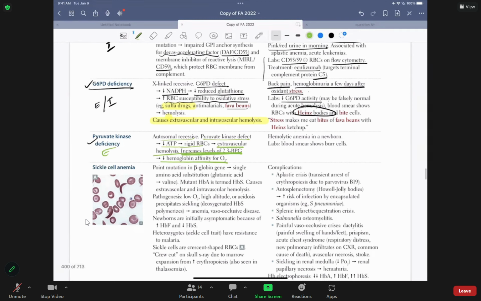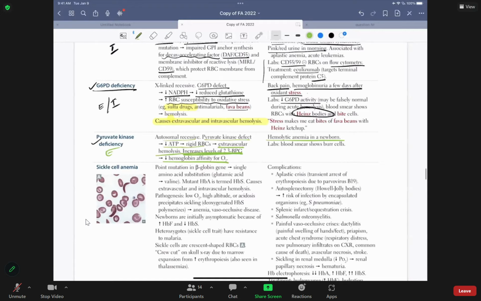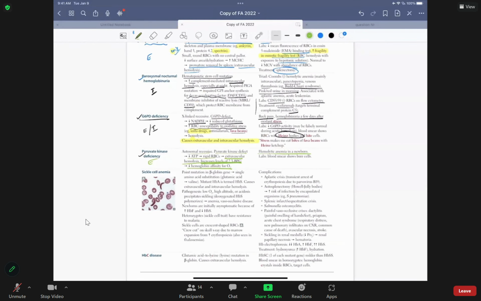This is a hemolytic anemia in newborns, right? Newborns are the ones who get it, folks. Okay. Very good. That's pyruvate kinase deficiency. Is everybody clear? All right.